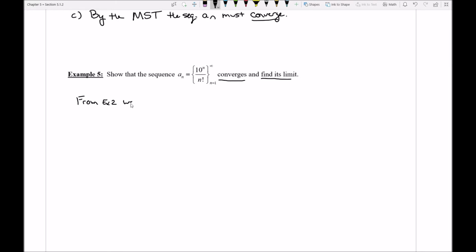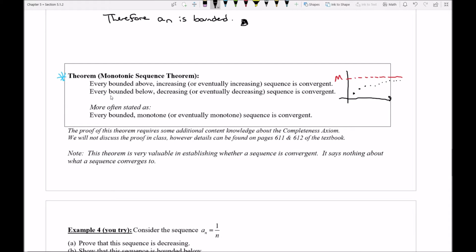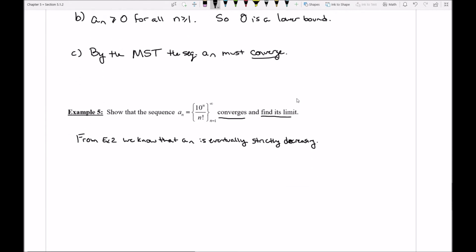From example number 2, we know that a sub n is eventually strictly decreasing. Okay, so this is really good because if I already know that it's eventually strictly decreasing, I could plan to use the monotonic sequence theorem to say that if I can find that it's bounded below, I would know it converges immediately. That's fantastic. Okay, so let's see.